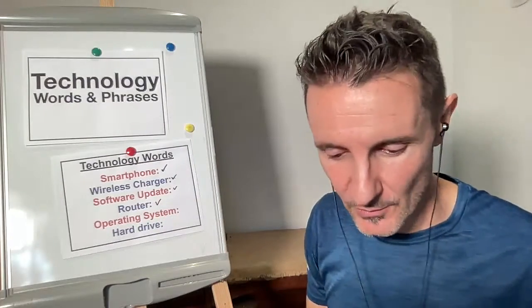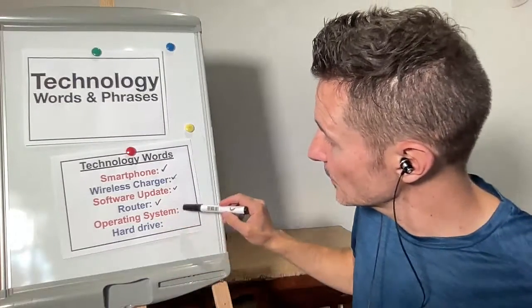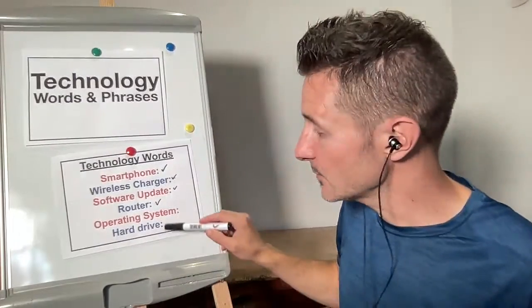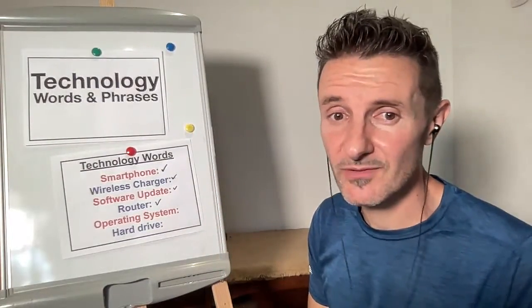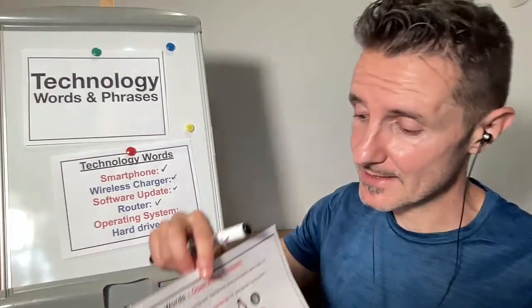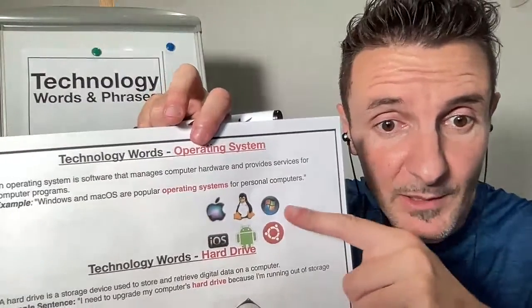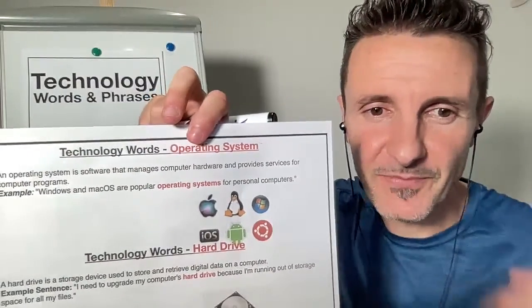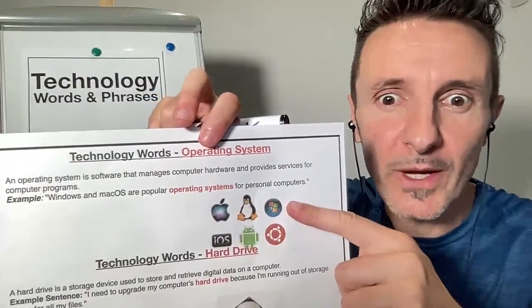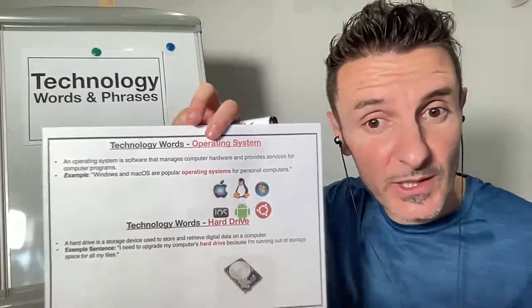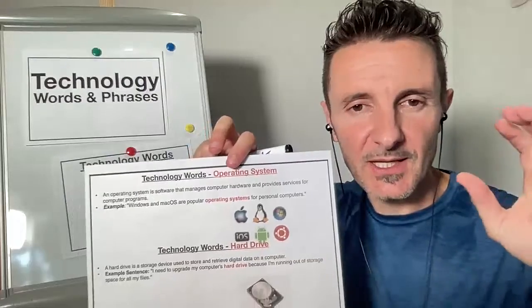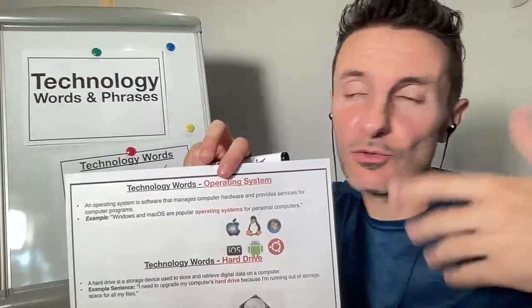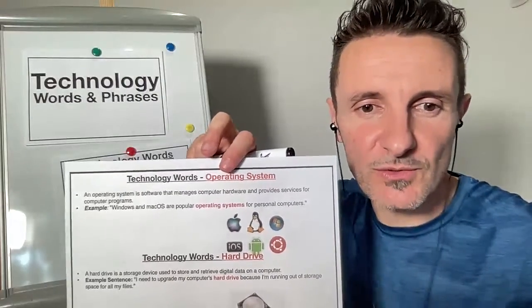All right, so let's do the last two words. We have operating system and we have hard drive. Now, for many of you, you may not have heard of this word, operating system. So let me help you understand what an operating system is. These pictures might help you. What's that? Windows. You need to use Windows for your computer. Windows is the operating system. It is the system you use to run all the programs you want to use.